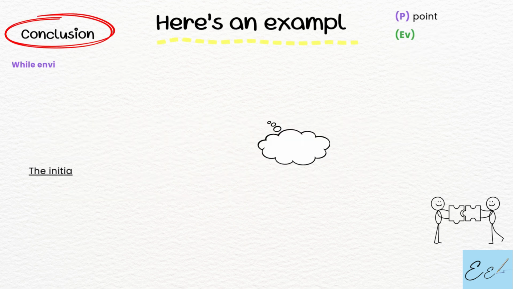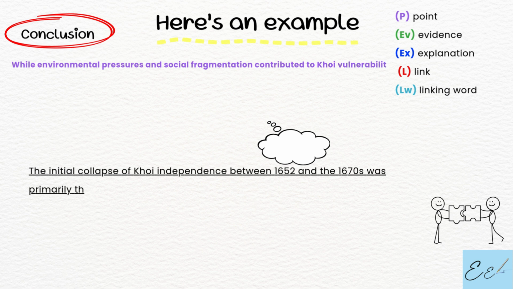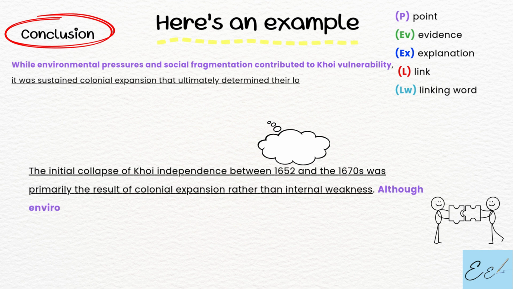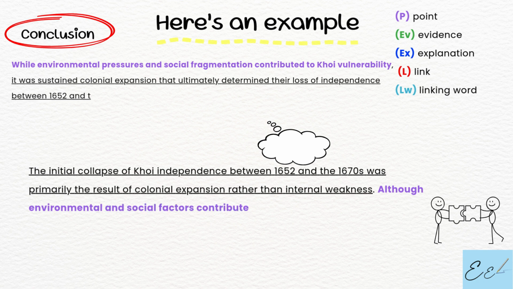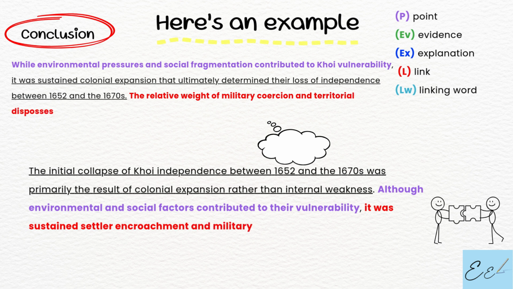We then move to our conclusion. And we briefly acknowledge that there was a counter argument, but we go straight into restating our point. So we say, while environmental pressures and social fragmentation contributed to Khoi vulnerability, it was sustained colonial expansion that ultimately determined their loss of independence between 1652 and the 1670s. The relative weight of military coercion and territorial dispossession far exceeded that of internal weaknesses. Therefore, the collapse of Khoi autonomy must be attributed primarily to external colonial forces rather than to indigenous failings.